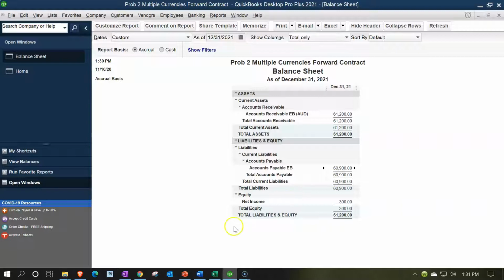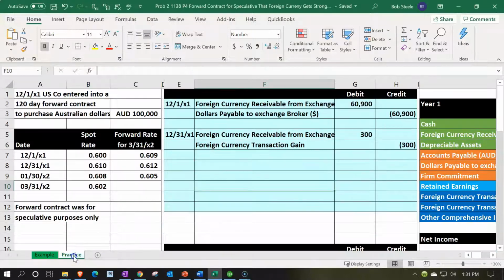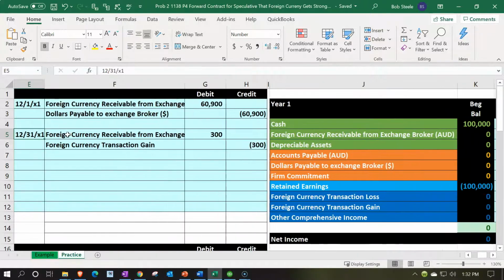Now we're going to look at what happens when this thing terminates. To do that, I'm going to go over to Excel first. We will consider it in Excel first, and then we'll go back to thinking about how to record it in QuickBooks. In year 1, this is all the activity we had for our contract.